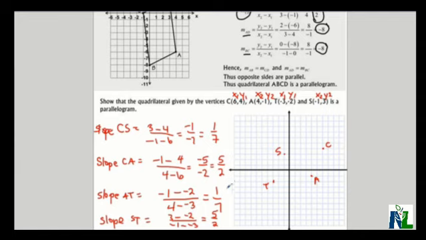So we do have that CS is parallel to AT, and we have CA is parallel to ST, which tells us that we do have the opposite sides of this quadrilateral are parallel, and it defines a parallelogram.